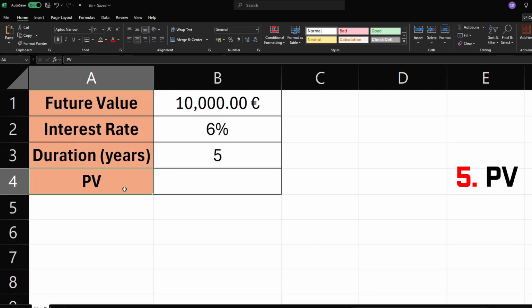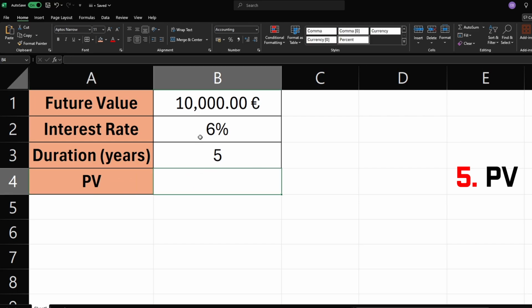I'll show you how to use Excel's PV function to find the current value of a future amount. It calculates how much money you need now to reach a certain amount in the future, considering an interest rate and time period. Type equals PV, then select the cell containing the rate.